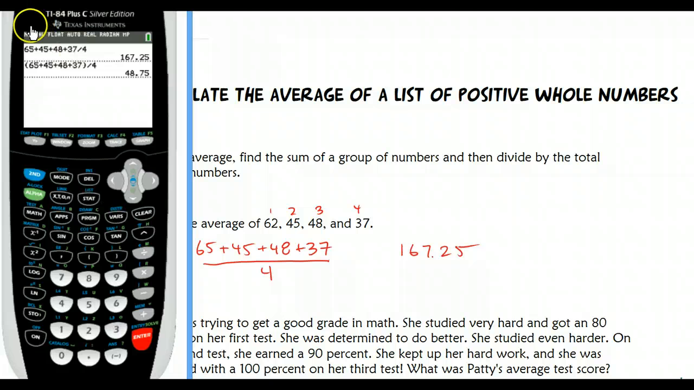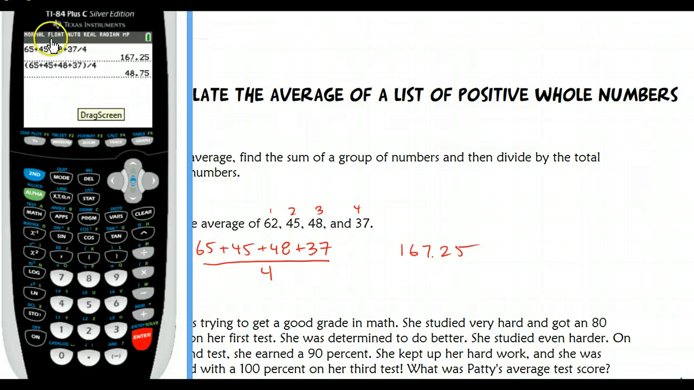Okay, now the reason why we're getting two different answers, even though it looks really similar, is because our calculator is doing order of operations, which would imply that we have to divide first, 37 divided by 4, and then add them all up. But that's not what we're supposed to do. We're supposed to find the sum first and then divide by another number.